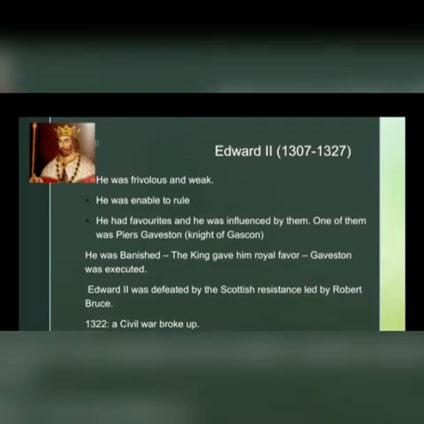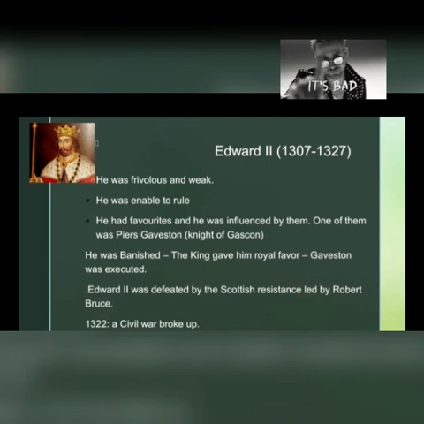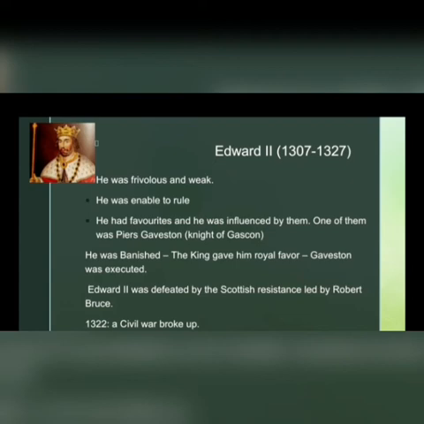One of the problems that England suffered during its history was that strong and important kings were followed by unable kings. And this is an example. Edward II was unable to rule. He was frivolous and weak, and he was like his grandfather, Henry III, because he depended on favorites. There were some people, advisors, knights, that influenced him.